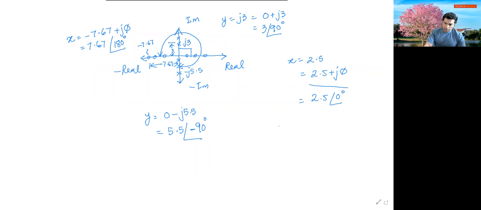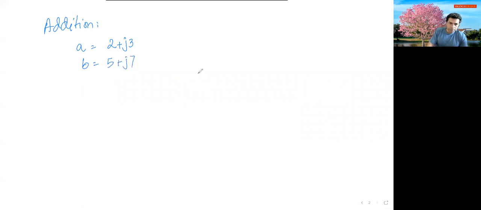Okay, now we're going to move on to the arithmetic of complex numbers. So first, if you're adding two complex numbers, addition. So let's say your number A is equal to 2 plus j3 and B is equal to 5 plus j7. And you want to do C is equal to A plus B.